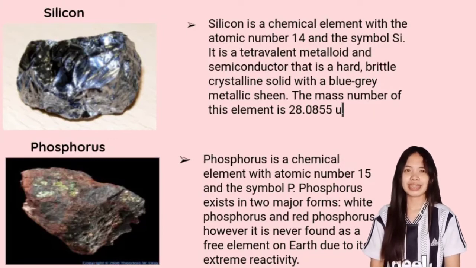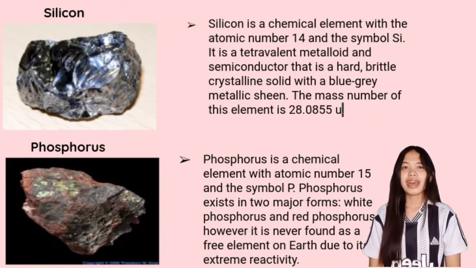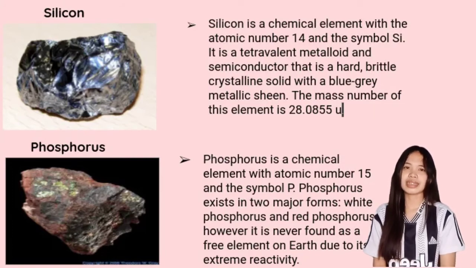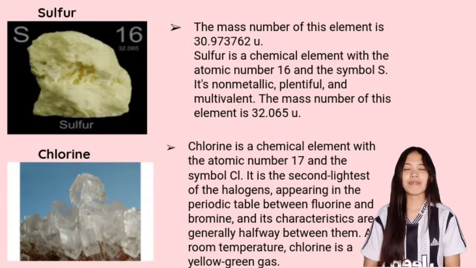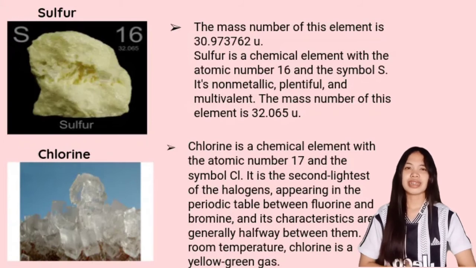Phosphorus. Phosphorus is a chemical element with atomic number of 15 and the symbol is P. Phosphorus exists in two major forms, white phosphorus and red phosphorus. However, it is never found as a free element on Earth due to its extreme reactivity. The mass number of this element is 30.973762 U.